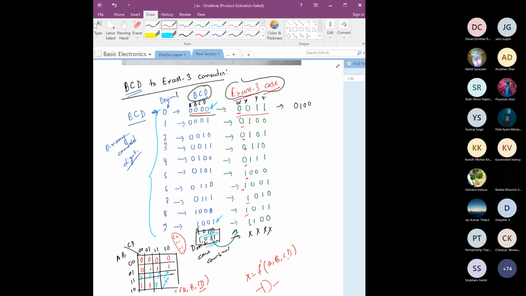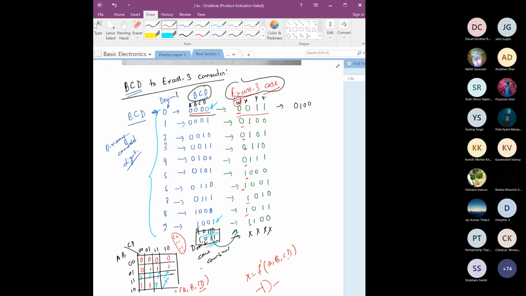Okay, you understand the idea, right? This is a general thing. Suppose I ask you to design a converter from XS3 to BCD, then you should also be able to do that. Any code, right? You know the corresponding input and the expected output. So from that, for each output variable, you can find the corresponding Boolean function and implement that function. That is basically the circuit.